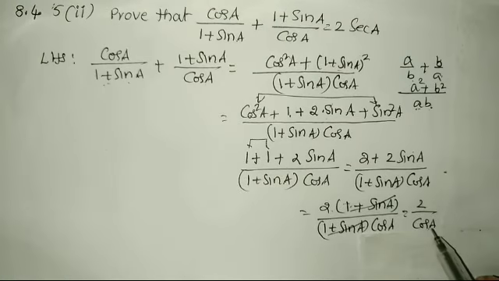We have an identity with respect to cos A and secant A, that is cos A into secant A equal to 1, cos A equal to 1 by secant A. So we write 2 by cos A in the form of 2 by 1 by secant A. So 2 by 1 by secant A means what? 2 into secant A, that is 2 secant A, that is equal to RHS.